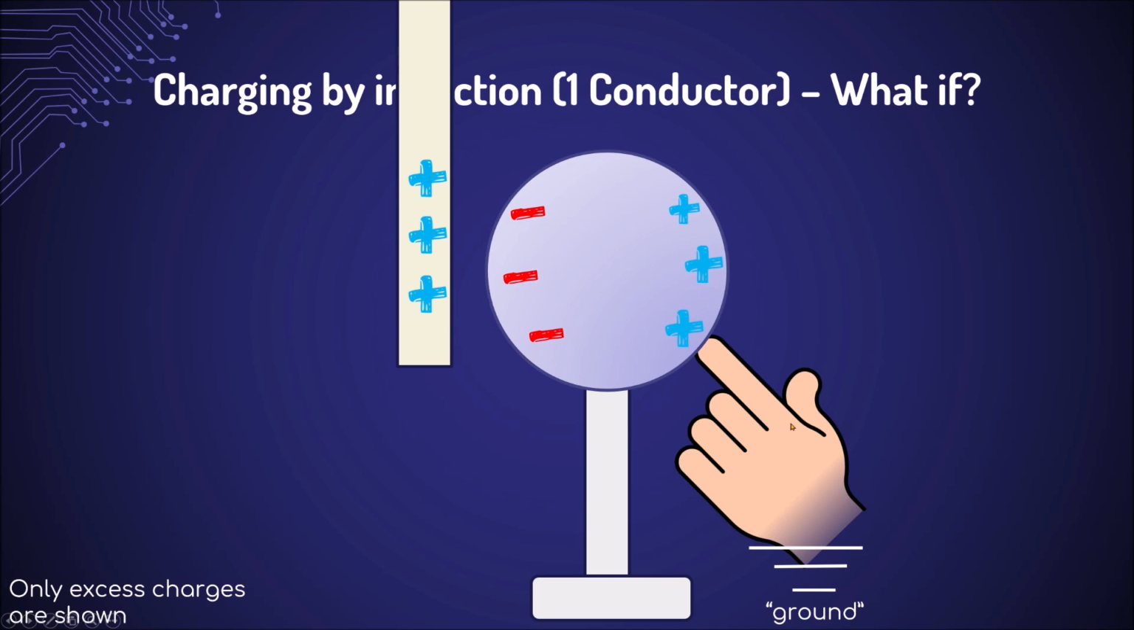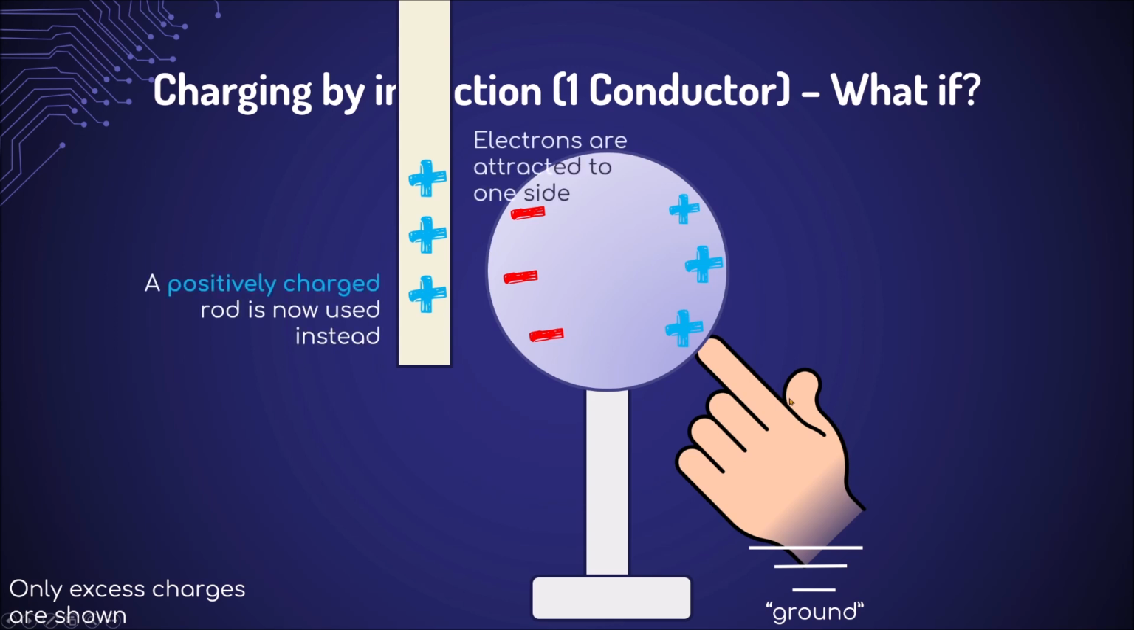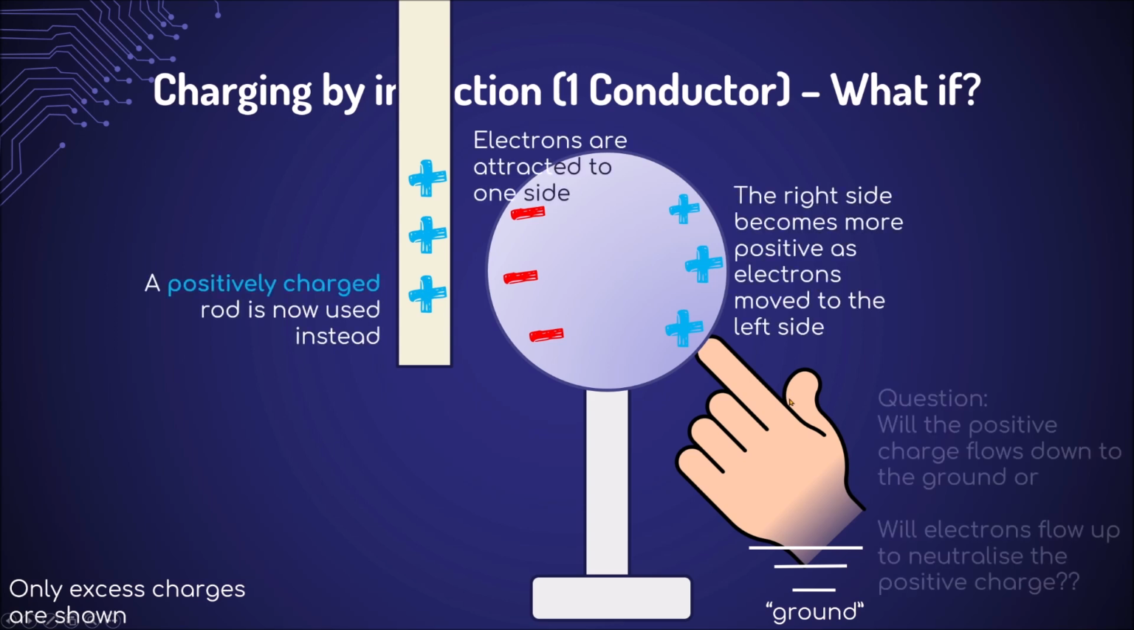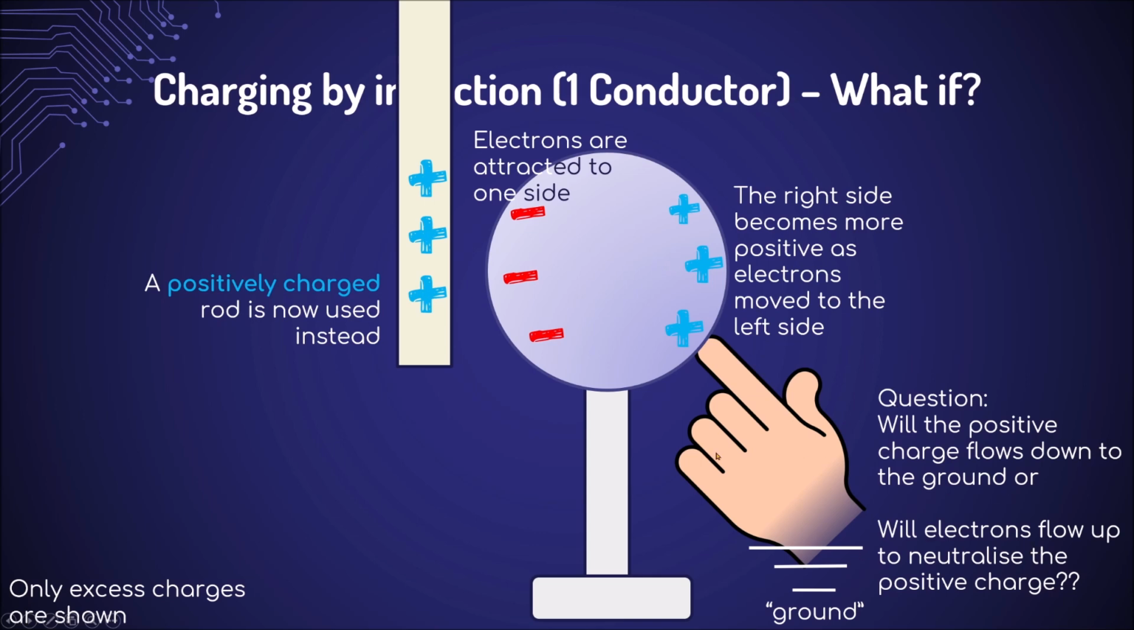When I touch it, alright, okay, so the charge distribution will be: the left side of this diagram is more negatively charged, the right side is more positively charged. And my question is, what will happen? Will the positive charge flow down to the ground, or will the electrons flow up to neutralize the positive charge?